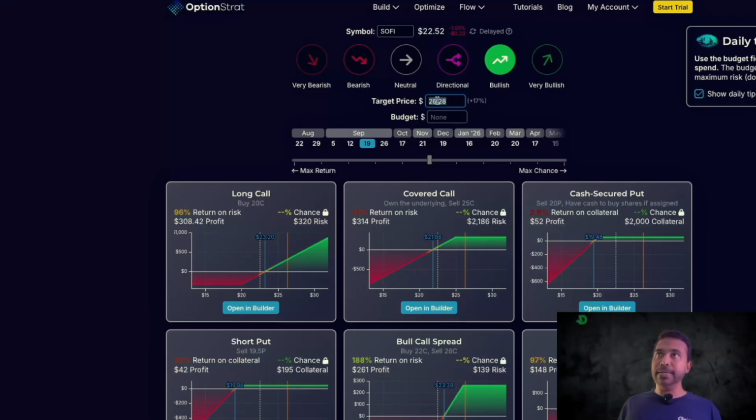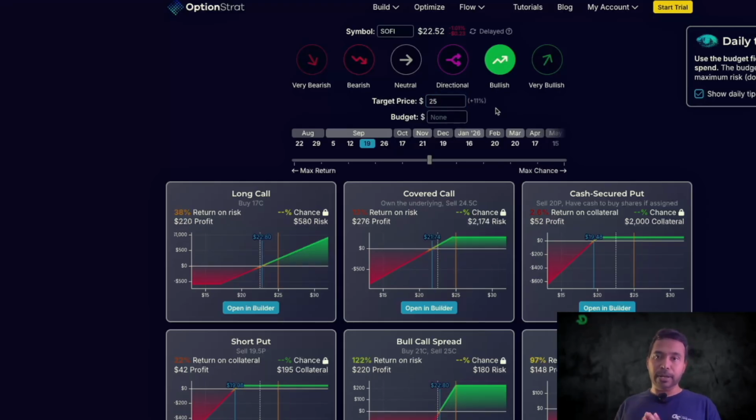So let's say right now it's about $22, right? So I think that SoFi is gonna hit 25 in a couple of months time, right? So I'm just gonna say target price 25. Budget, right? The budget is very important, and this is a really good feature of this whole optimizer, right? To find your trade, you can go based on your budget. If you have a small budget, you can find the trades based on that. If you have a good budget for SoFi, it's gonna show you all the trades that fit within that budget, right?